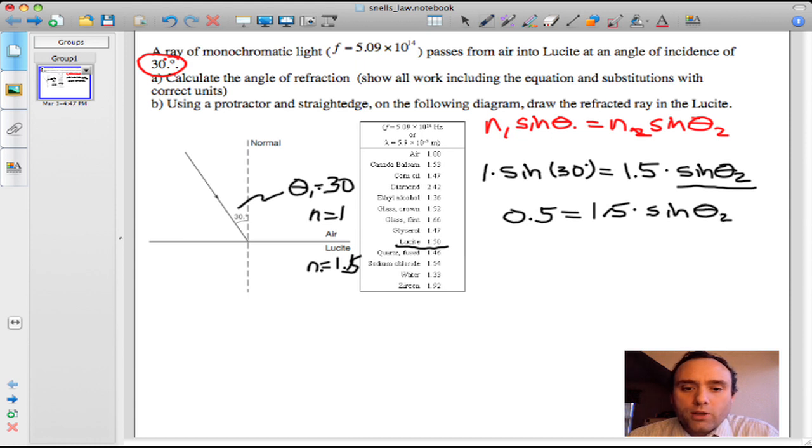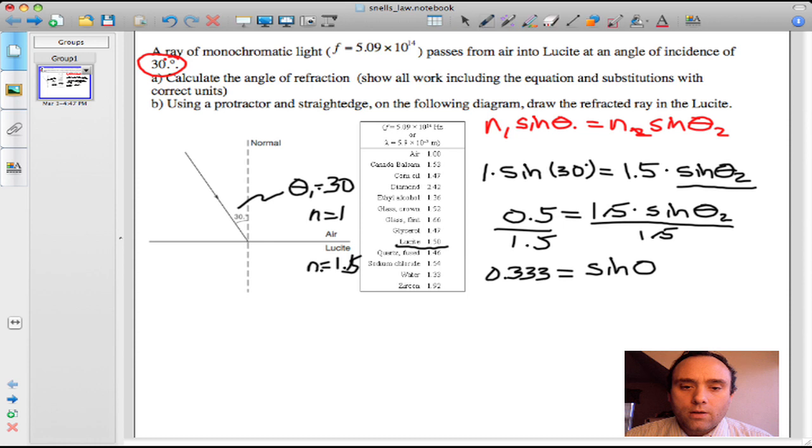You have to bring this 1.5 over to the other side, so you divide that by 1.5. Divide this by 1.5. And you get 0.333 when you divide this number. 0.333 is equal to the sine of theta 2.